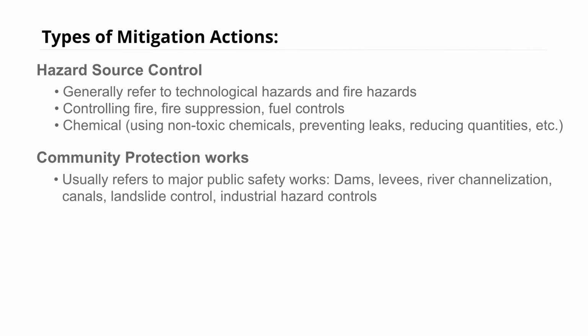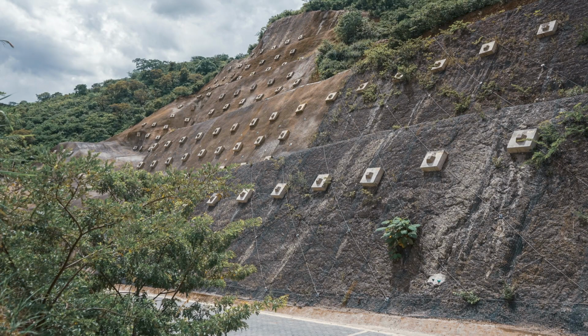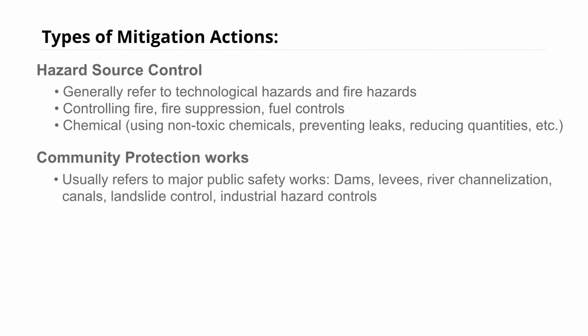Community protection works. These are the kinds of things that we usually think about when we talk about structural mitigation. We're talking about major community works like setting up dams, levees, river channelization, canals, et cetera. This was the backbone of our hazard mitigation program throughout the 30s, 40s, 50s and 60s, and about in the 70s we began to challenge some of those things, and certainly now we're recognizing that many of those were really just temporary fixes and didn't do the job completely, and indeed resulted in us increasing our vulnerability.